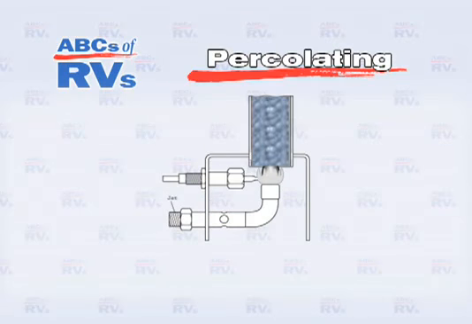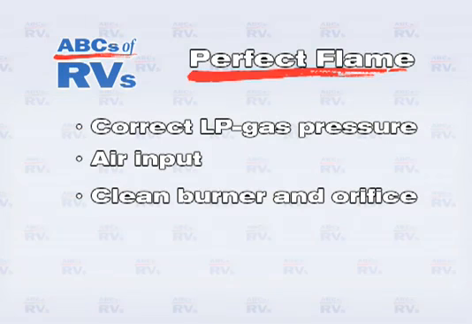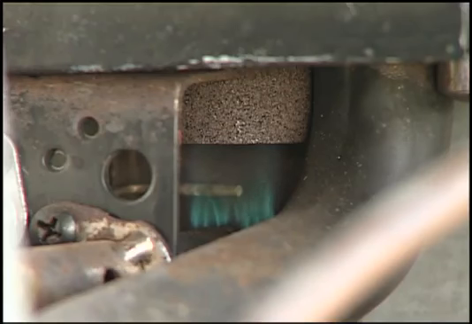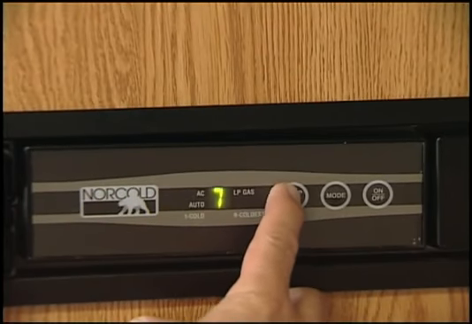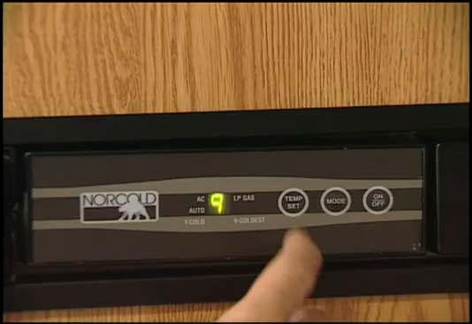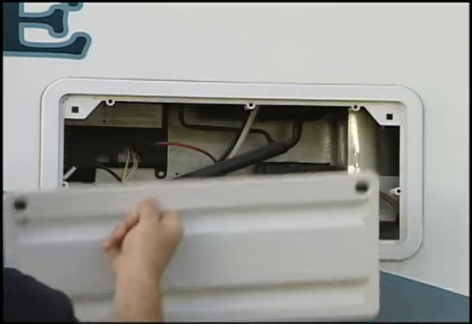The burner flame provides energy to heat or percolate the solution properly. A proper flame is a combination of the correct LP gas pressure, air input, and a clean burner and orifice. It's recommended that you visually inspect the flame periodically using the following procedure. While in gas operation, turn the temperature setting to the coldest position. Open the lower intake vent.